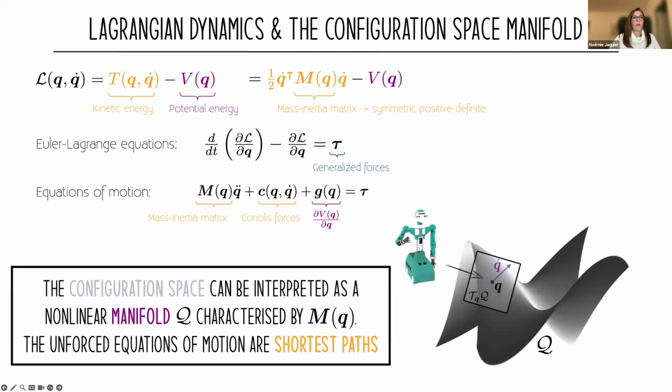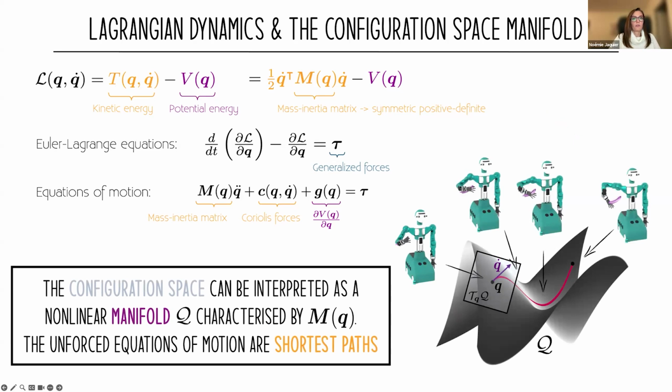We can take a more intuitive look at this, and interpret Lagrangian dynamics from a geometric point of view. In that case, the configuration space, essentially the space of joint configurations, can be interpreted as a nonlinear manifold. You can see that as a high-dimensional surface, which is curved. The curvature, or the properties in general, of this high-dimensional surface are entirely characterized by the mass inertia matrix of the system. By characterizing the dynamics in that way, the equations of motion are simply the shortest paths on this mathematical space, on this curved space.